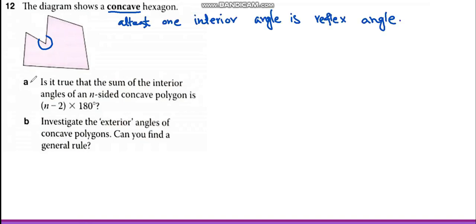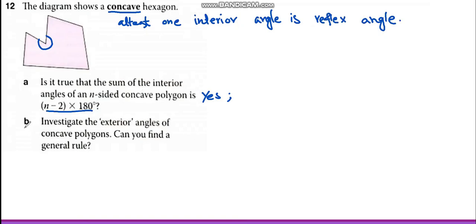In A part, is it true that the sum of the interior angles of an n-sided concave polygon is n minus 2 times 180? So yes, it is true. This situation holds true for all types of polygons, either polygons are concave or convex.